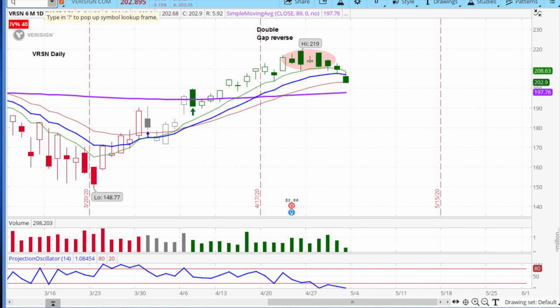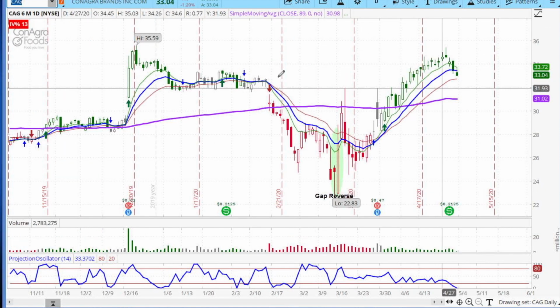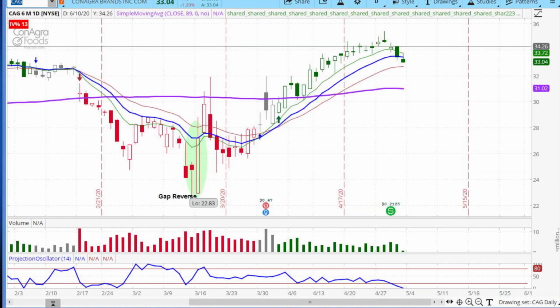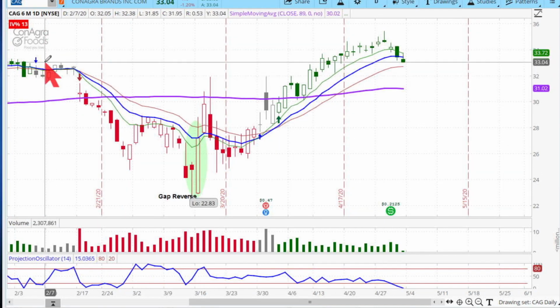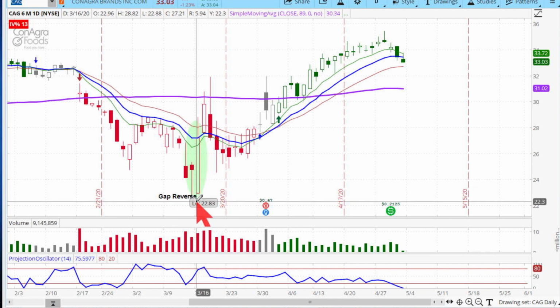Let's just take a look at Conagra, which is a gap reverse on the bottom, and you can see that in here, the stock in a downtrend, and then it ends up reversing and moving up.